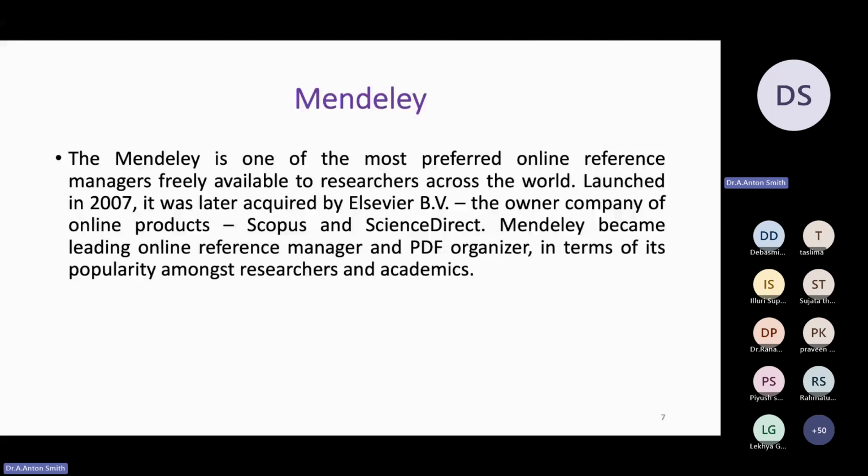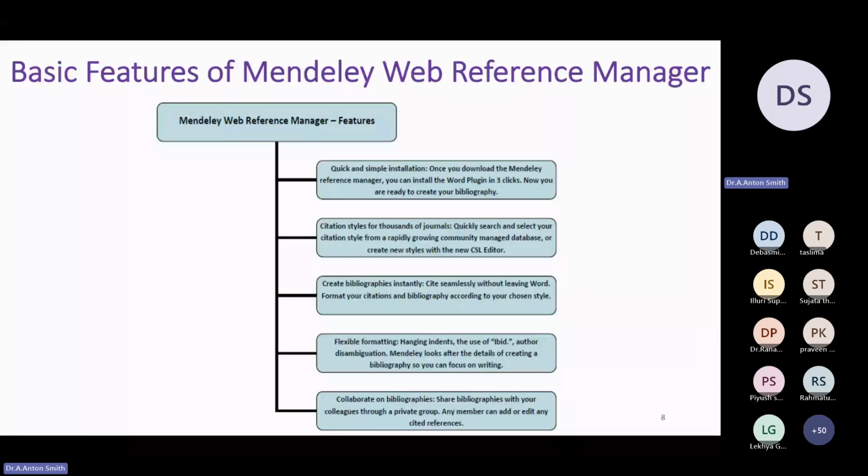And we have these two things: basically, the web reference manager and the desktop. First, we go through the web reference manager. In that case, it is a quick and simple installation. Just within three clicks, we can install it and create our own bibliography details. The citation styles can be changed as per wish, and even thousands of styles can be created or modified. There is quick search and selection of citation style, a rapidly growing community, database management, and creating a new style with a CSS editor is also possible.